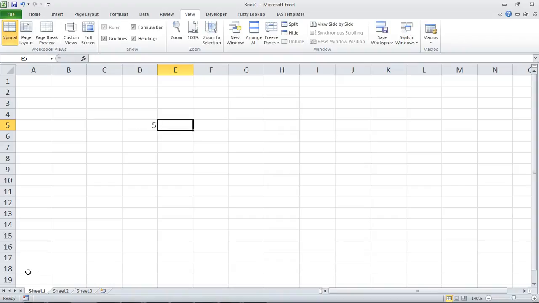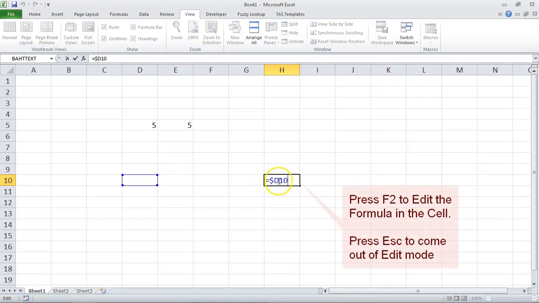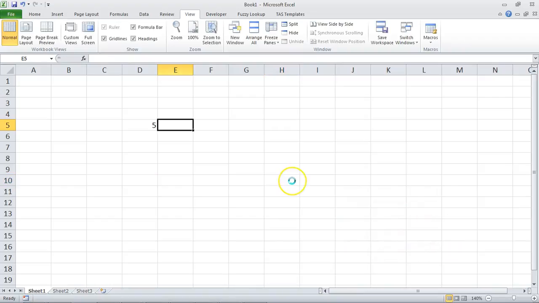If I write a formula as equal to $D5, I have fixed D but left 5 open for updation. When I copy this formula and paste it in some other cell, you can see that D has remained unchanged while 5 has changed to 10.